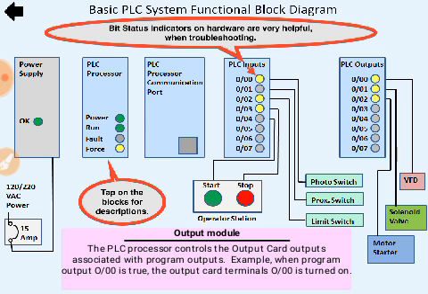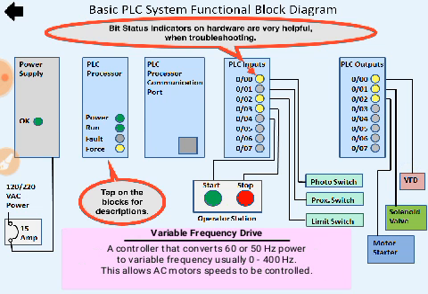Let's go to another section, the VFD, or variable frequency drive. It says that it is a controller that converts 60 or 50 hertz power to variable frequency, usually from 0 to 400 hertz. This allows alternating current motor speeds to be controlled.